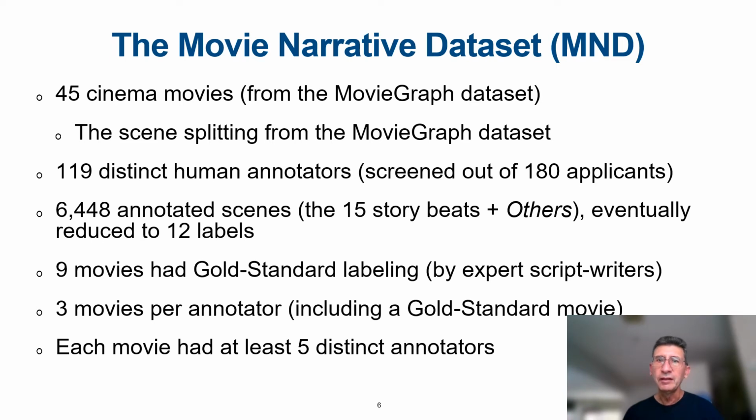6,500 different scenes. The available labels included the 15 story beats mentioned on the previous slide, and also a label for another beat. Eventually, the set of labels was reduced to 12 only. We also had 9 movies with gold standard labeling, performed by expert scriptwriters. On average, we had 3 movies labeled by the same annotator, and each movie had at least 5 distinct annotators.